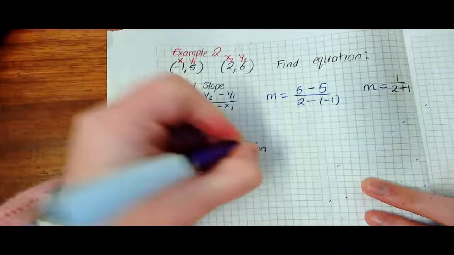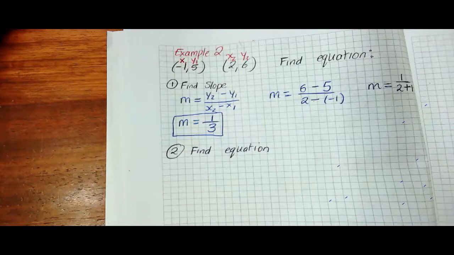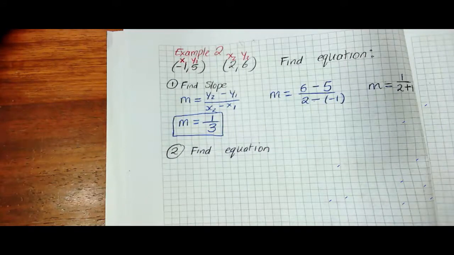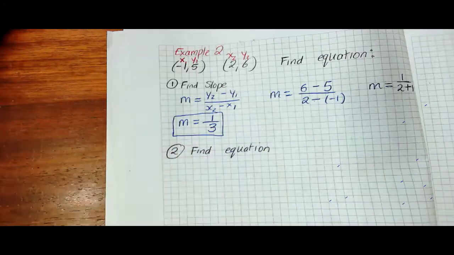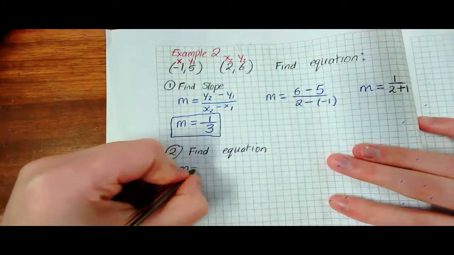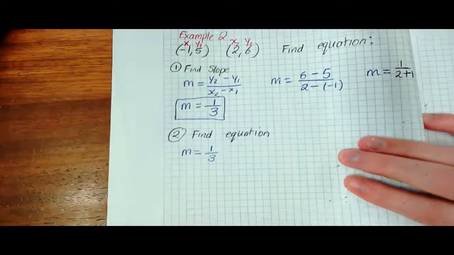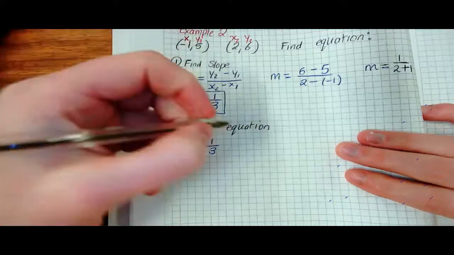Because we didn't know the slope, we needed to find the slope to get the equation of the line. We were given the 2 points, so we use those points to find the slope. Now we have the slope and a point, so it doesn't matter which point we pick. We know the slope is a third.